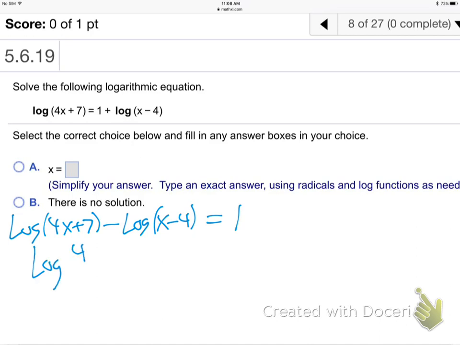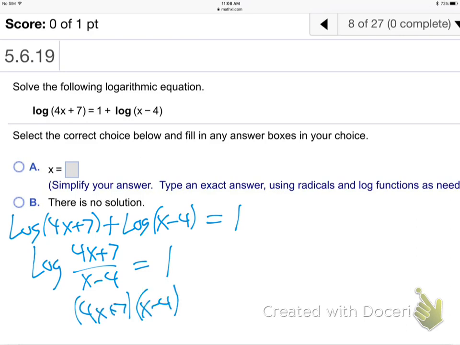So subtraction becomes division, huh? Subtraction becomes division. Good, remember that property? If that was a plus in the middle, then I would make it 4x plus 7 times x minus 4, wouldn't I? You guys with me on that? If it's plus in the middle, it's times. That's what the properties told us.